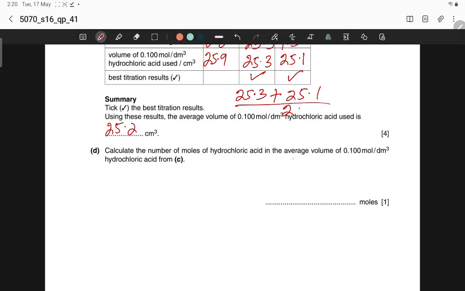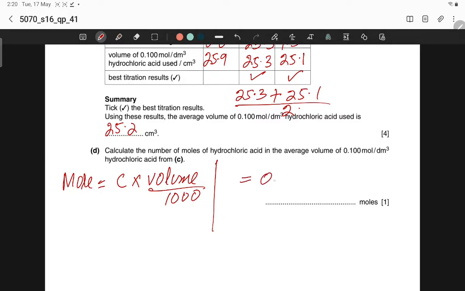Calculate the number of moles of hydrochloric acid in the average volume of 0.100 mole per dm cube hydrochloric acid from C. So by using moles is equal to concentration into volume over 1000, because volume is taken in centimeter cube. So the concentration is 0.100 multiplied by 25.2 divided by 1000. The answer is 0.00252.